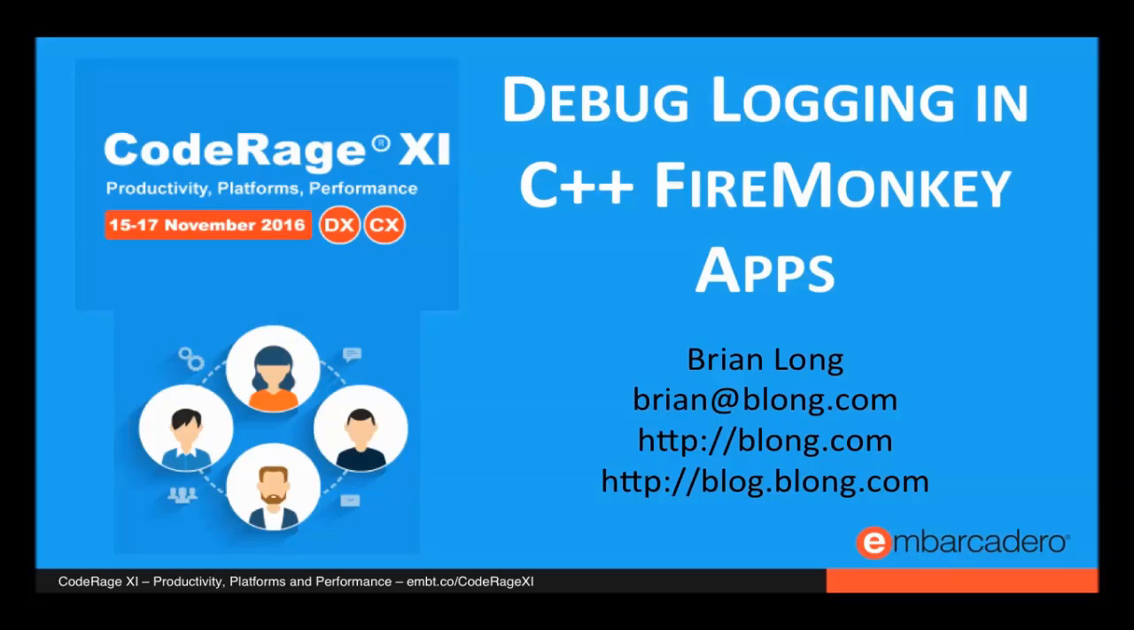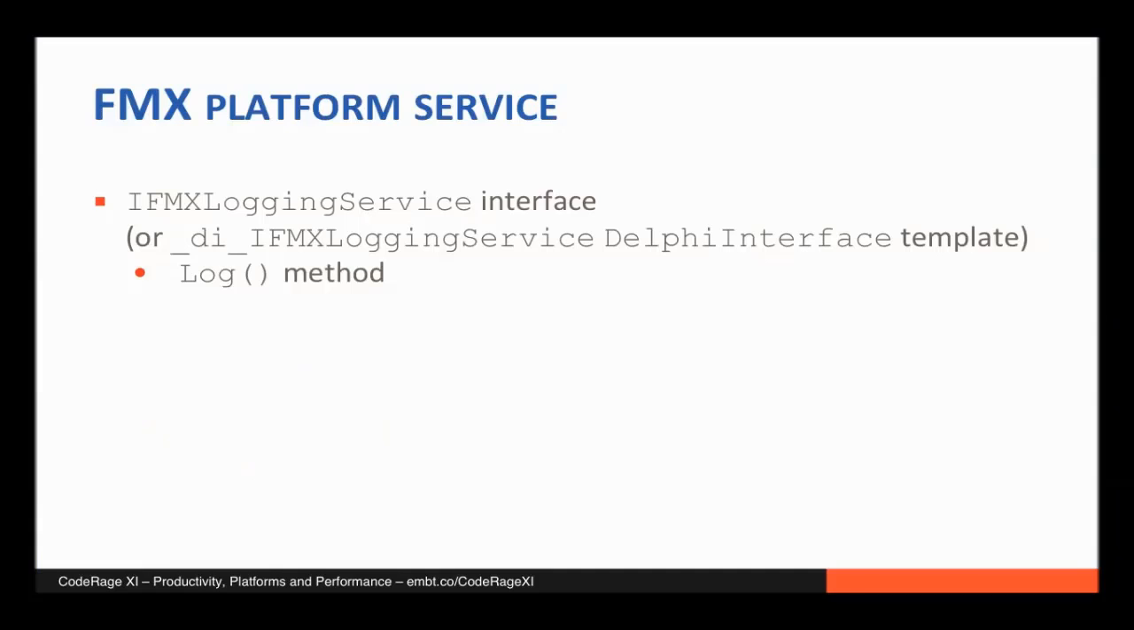What APIs do we have to log information in a FireMonkey application? The first option that presents itself is one of FireMonkey's platform-agnostic platform services, in this case FMX logging service. The general notion is you inquire whether a service is available, and the logging service is available on all supported platforms. You get a reference to it, you call one of its methods. In this case, the log method has exactly the same signature as the runtime library format function.